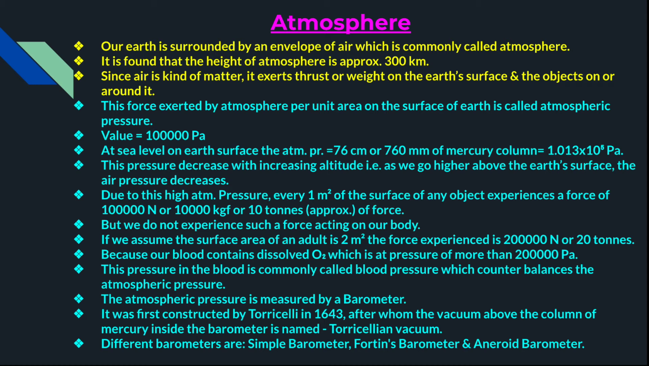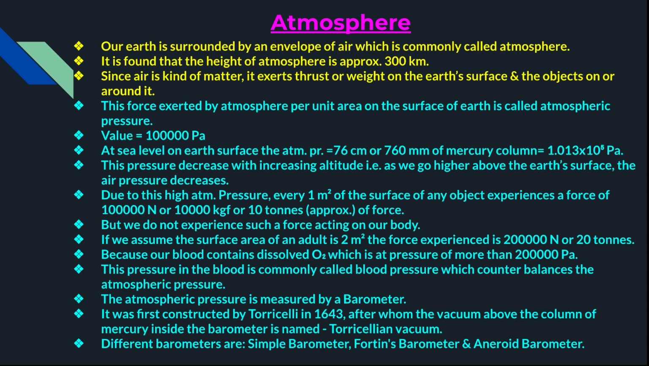Since air is a kind of matter, it exerts force or weight on the earth's surface and the objects on or around it. Any object which is on or around the earth's surface experiences this air pressure, because it's a kind of matter. So the force exerted by atmosphere per unit area on the surface of the earth is known as atmospheric pressure.